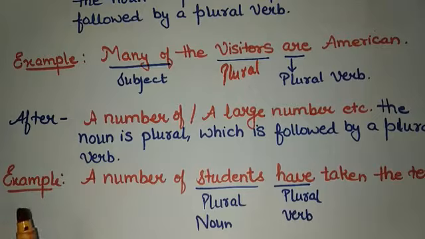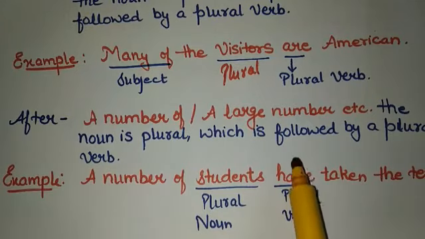So, example says, a number of students have taken the test, because students we are talking about, and students means we are talking about plural, that is a plural noun. So, I have to use have here, that is a plural verb.